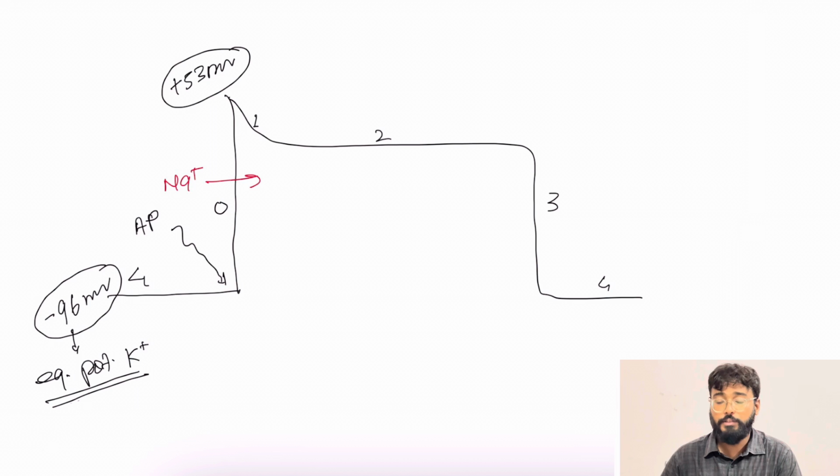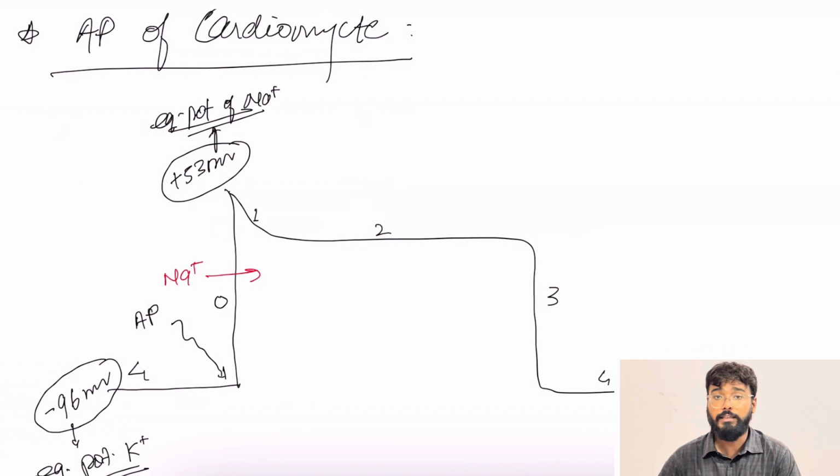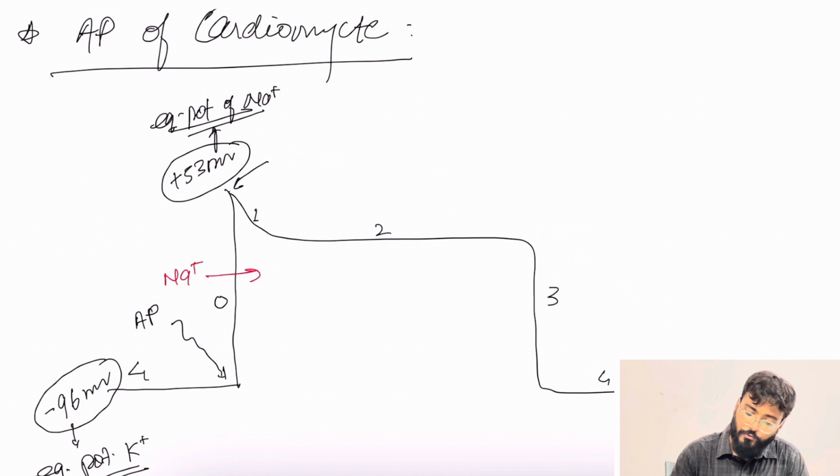So why only 53 millivolts? It is because it is the equilibrium potential of sodium ions, because sodium ions are the ions responsible for depolarization of the cardiomyocyte. So sodium influx occurs until this potential reaches the equilibrium potential of sodium ions. At this very stage, where there is the end of phase 0 and the start of phase 1, the sodium channels close and the potassium channels open.